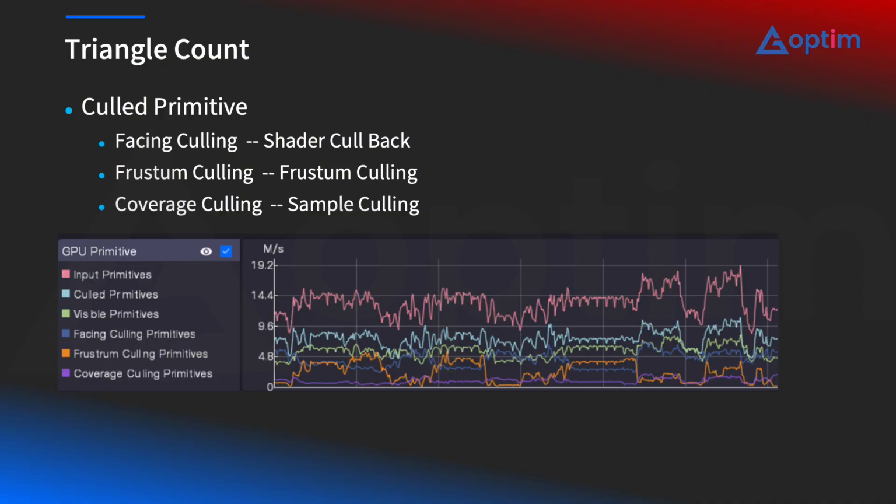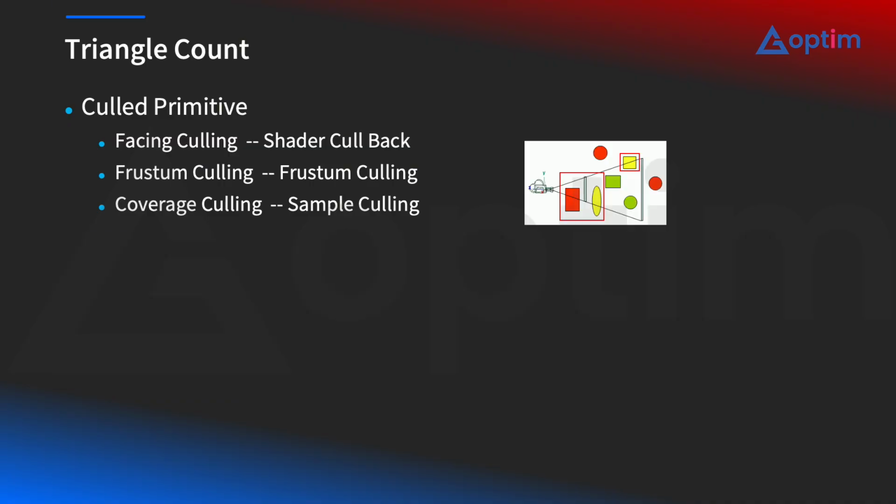The first category is the most common one: backface culling. This is typically enabled by default in shaders, for example using cull back or cull front. The logic is straightforward. For instance, in a sphere, no matter the viewing angle, half of the triangles are always facing away from the camera. These triangles are naturally culled. This type of culling is usually counted under metrics like frustum culling primitives, and it is completely expected and necessary behavior.